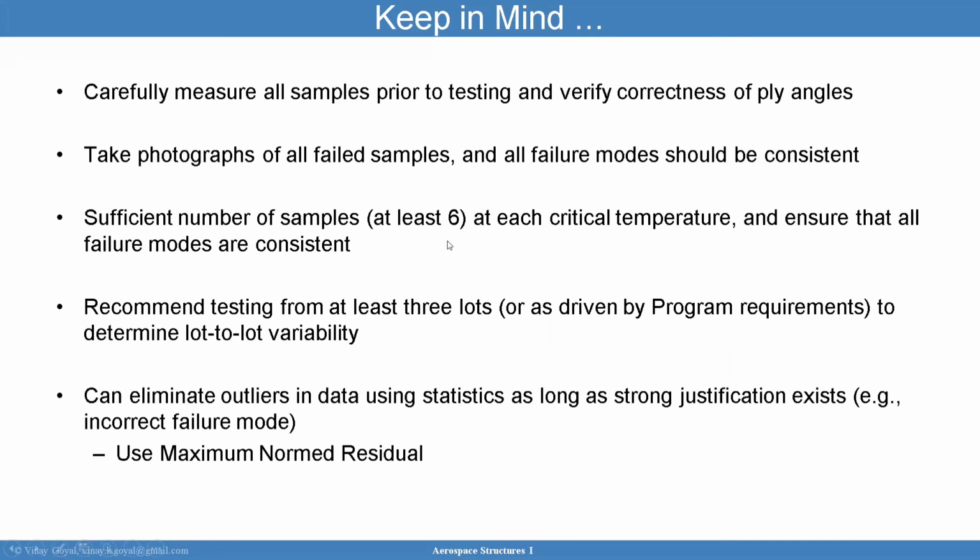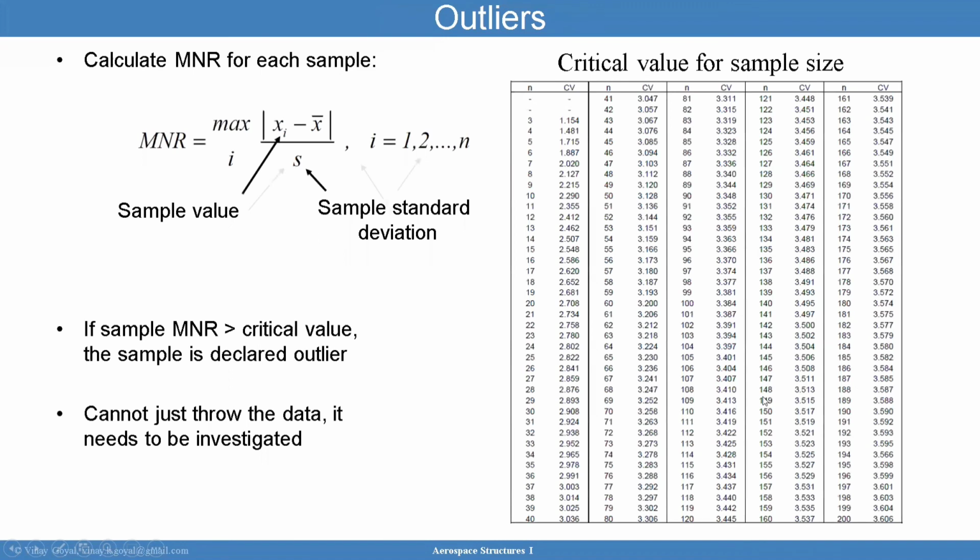You want to have a sufficient number of samples, at least 6 at each critical temperature. The more samples, the better, and ensure that all the failure modes are consistent. We also recommend that you test at least 3 lots, as driven by program requirements, to determine lot-to-lot variability. I also suggest that you look at multiple batches to gain confidence in the data. You can also eliminate outliers in data using statistics as long as there's strong justification for that.